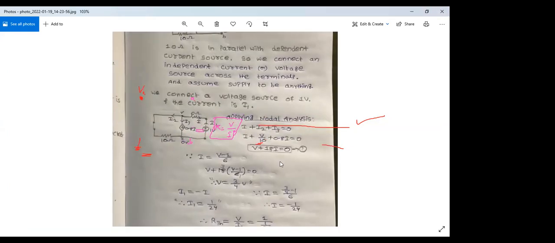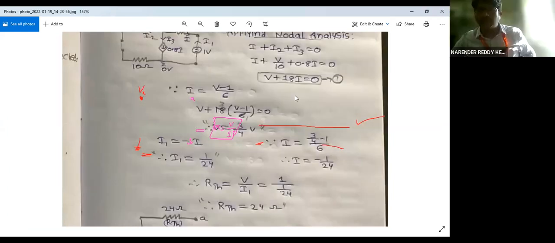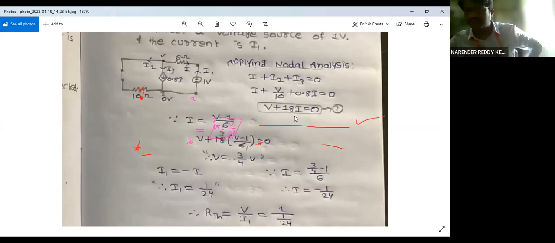Yes, sir. So by simplifying this, we can come to a point where we can write the equation V plus 18I is equal to 0. This is an equation with two variables. Taking LCM, we can get it as V plus 18I is equal to 0.